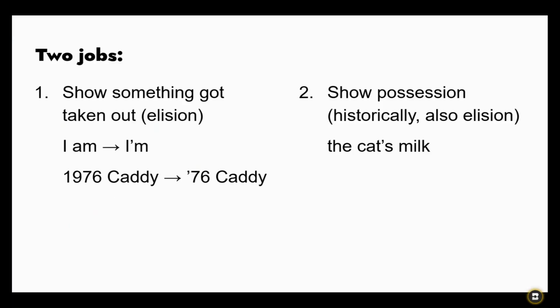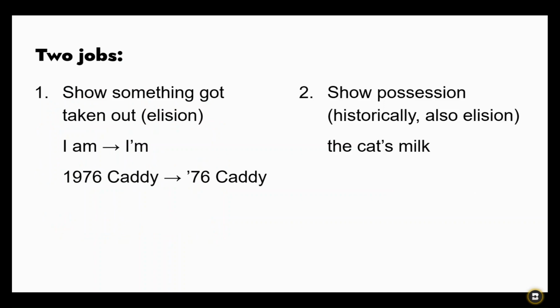Language always changes, and so over the years, people have disagreed about when and where you need an apostrophe. But you can think of apostrophes as having two basic jobs. The first is to show that something got taken out. This is called elision. For example, if I take out the A in I am, I'm left with I'm. The apostrophe represents the letter that used to be there.